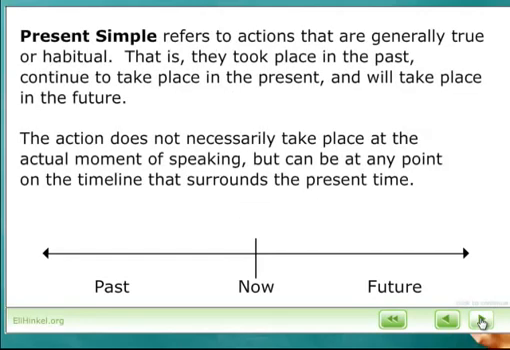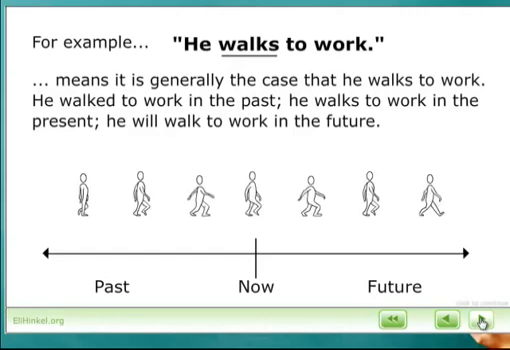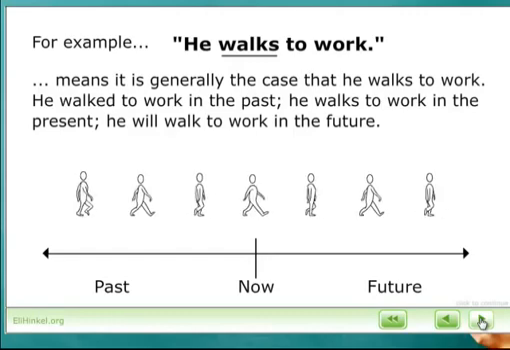Let's go ahead and move on to present simple. Present simple is talking about something that habitually happens over time. It's something that took place in the past, taking place in the present, and will take place in the future. Doesn't mean that it's happening right now. Let me give you an example. He walks to work. Does John drive to work? No, he walks to work. That's something that he does, an action that takes place time and time again.